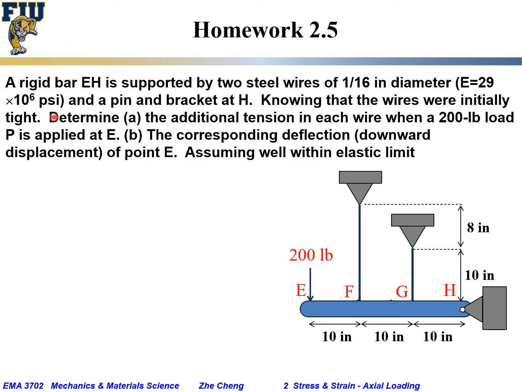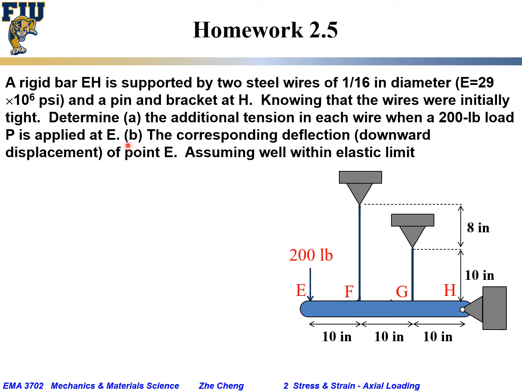So we know the elastic modulus, we know the diameter for these wires at F and G, and we know this bar is rigid. And then it has a pin connection on the right at point H, a pin and bracket at H. Knowing the wires were initially taut, we want to know, when you apply an additional 200 pound force, load P, at the end at point E, the additional tensile force, the additional tension, in each of the two wires, one wire at F, one wire at G. The additional tensile force caused as you press down with 200 pound force at E.